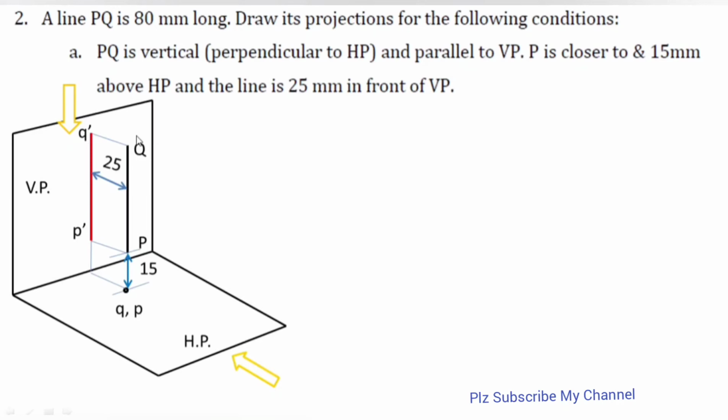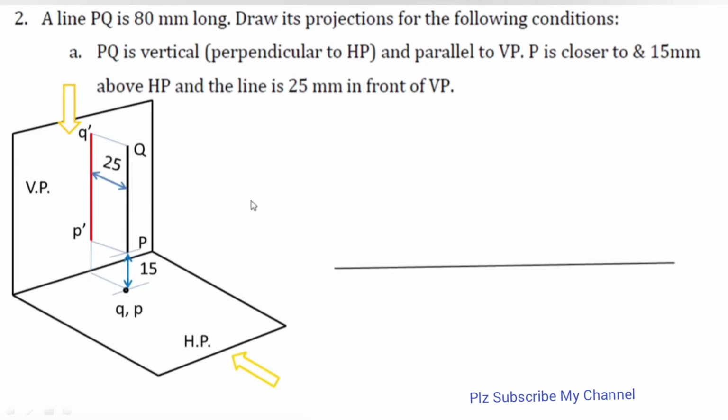Okay, and this 15 mm distance which is above HP, when I am observing this line from the top, see, when I am observing from the top, only a dot is visible. This black color dot is denoting my line, because in the top view only a dot is visible. Initially we can see Q, and later on we can see P also. So how we are going to draw its projection?